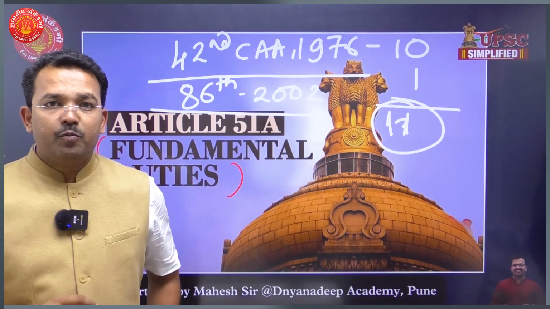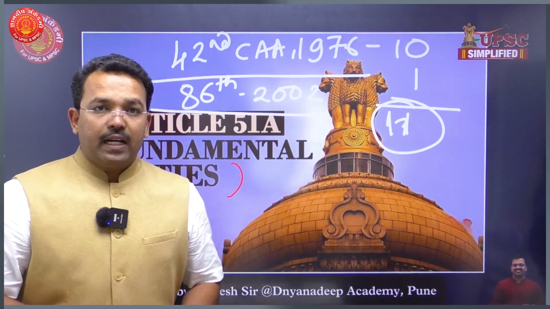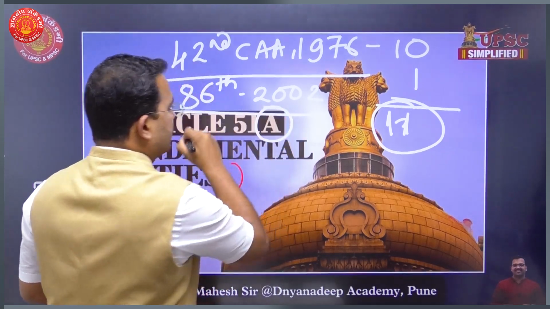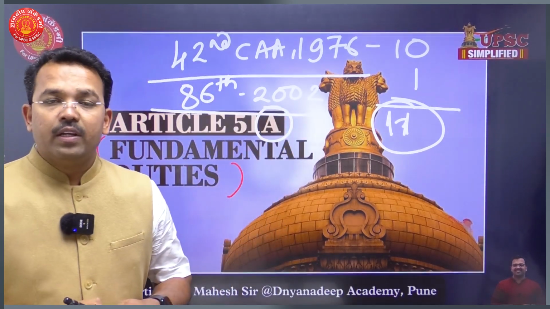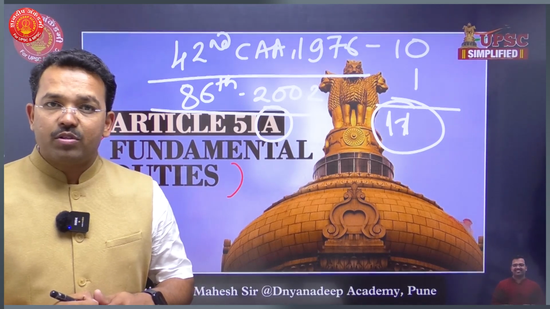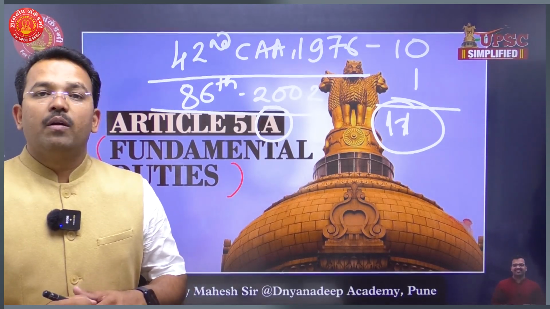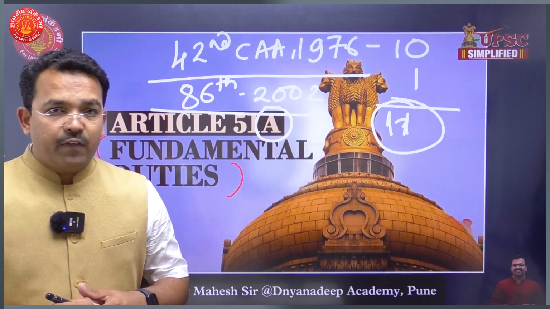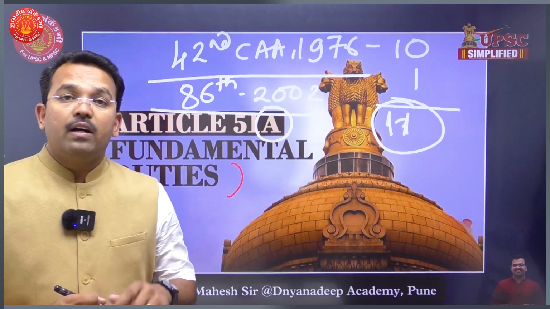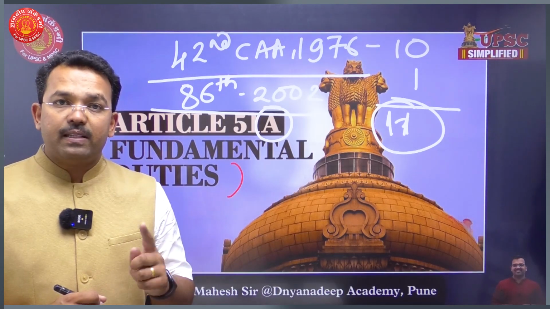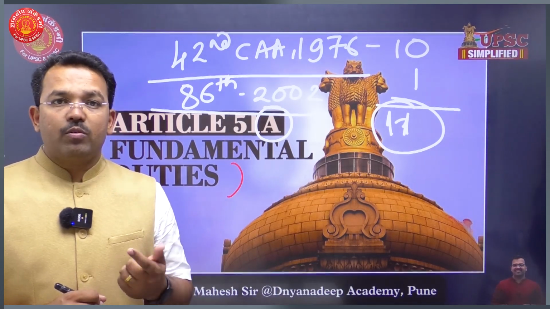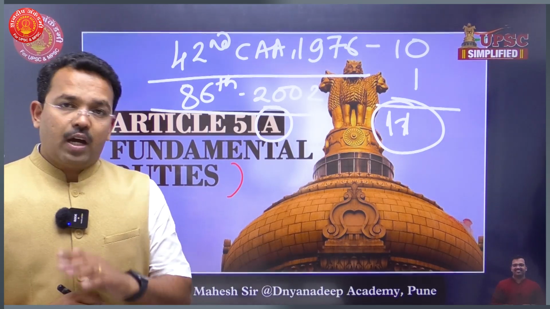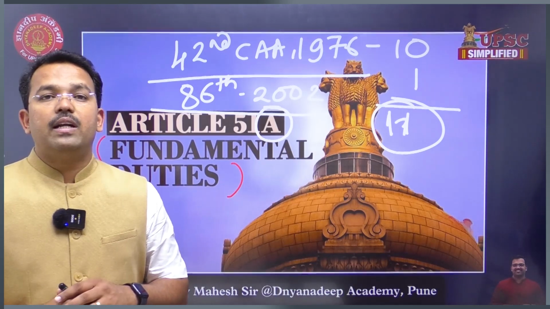Now I repeat once again a few important things. Article 51A, as we have seen, since there is a capital A, it means it is not there in the original constitution. It was added by the 42nd Constitutional Amendment Act, which is called the mini constitution. The 42nd Amendment Act added 10 fundamental duties. Then we made another Amendment Act, the 86th Amendment Act in the year 2002. It added the 11th fundamental duty. Right now, our constitution has 11 fundamental duties.